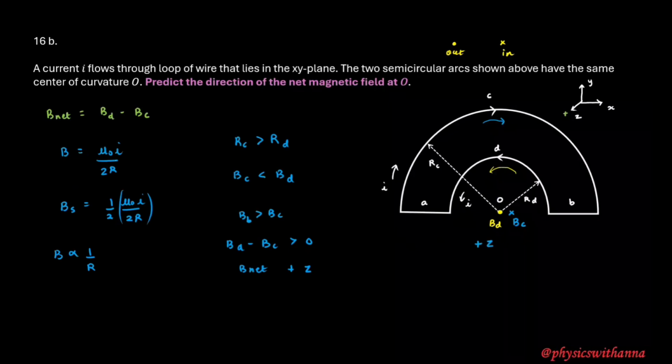So this is how you can predict the direction of magnetic field at any given point. Just compare the magnetic fields at that point. Whoever is greater, the net magnetic field will be in that direction.